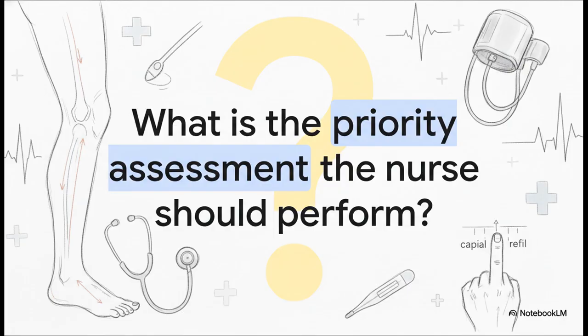So knowing what you now know, what's your next move? You recognized all the signs, pointing to an arterial problem. What's the number one priority assessment you need to do right now to confirm what you're thinking and figure out how bad it is? Think about the tools we talked about, the signs we reviewed. What's going to give you the most critical piece of information? We'll leave you with that to think about.